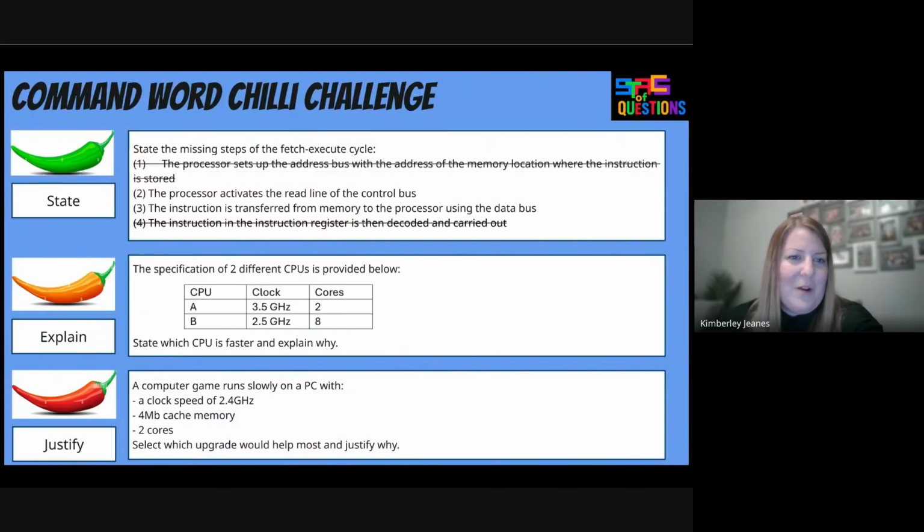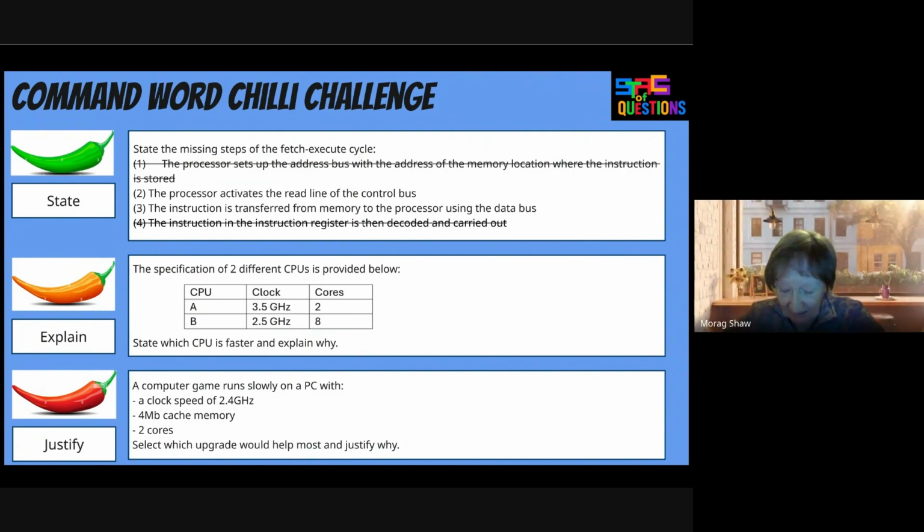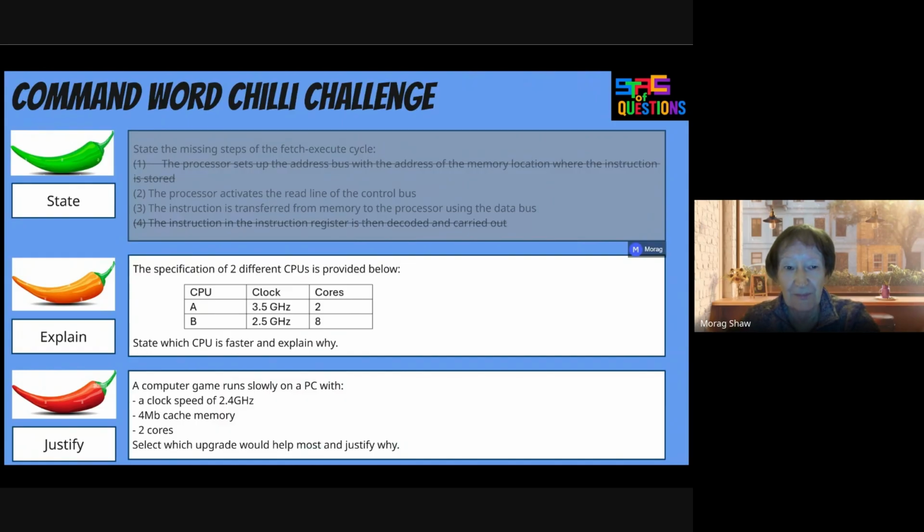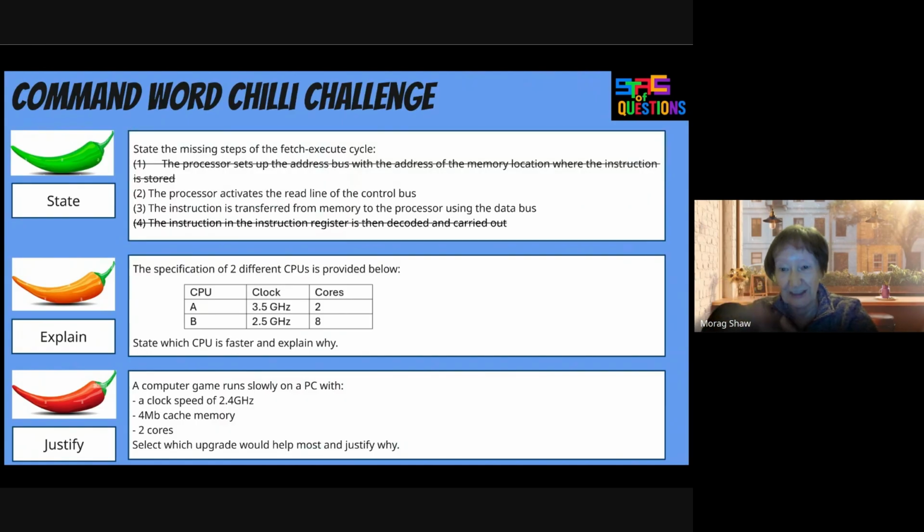Okay, so over to Morag's team. For the blue team, what have we got, Morag? Well, I've got systems, so I went for Higher systems. And I've chosen for the green paper, I've chosen state as my command word. So I've got the fetch, execute cycle, and state the missing 2 steps. So I've taken out 2. I would obviously need to hide those. I've just not got around to doing that. Hide those 2 steps and leave, yeah. You get the idea though. I've just forgotten to delete it.